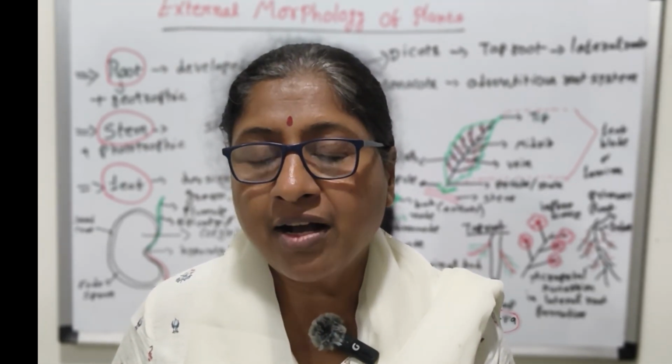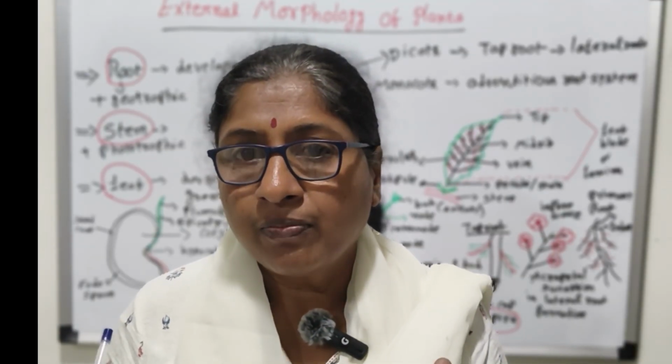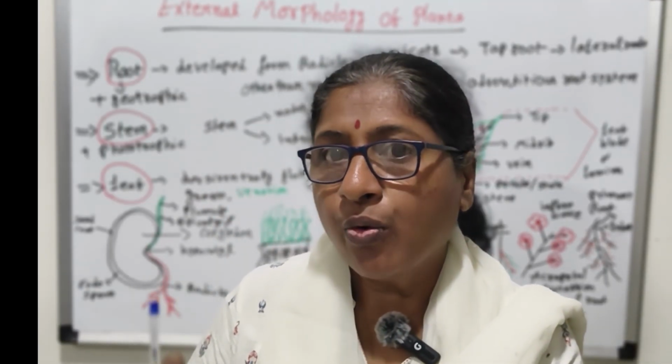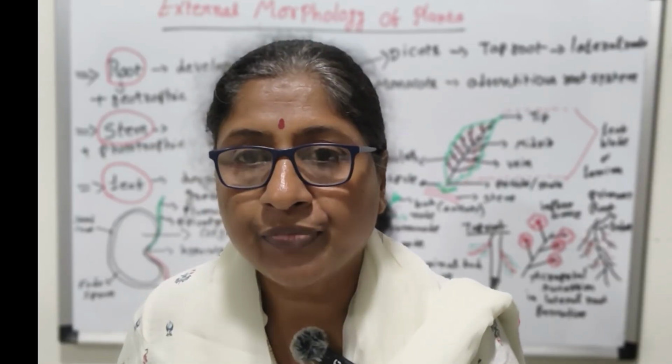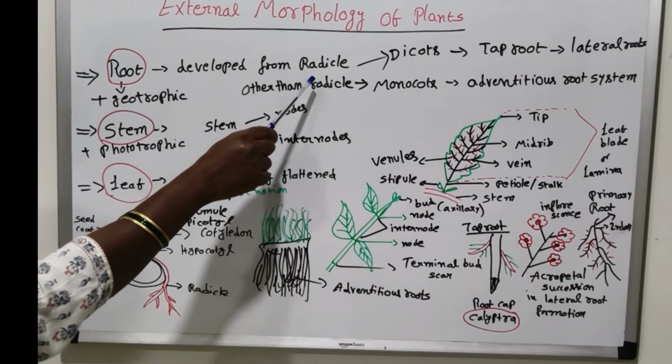A plant can't grow because the root is the provider of water and minerals to the plant. That is, the root supplies water and minerals to the upper portion of the plant. So, how does a root get developed? Root develops from the radicle.